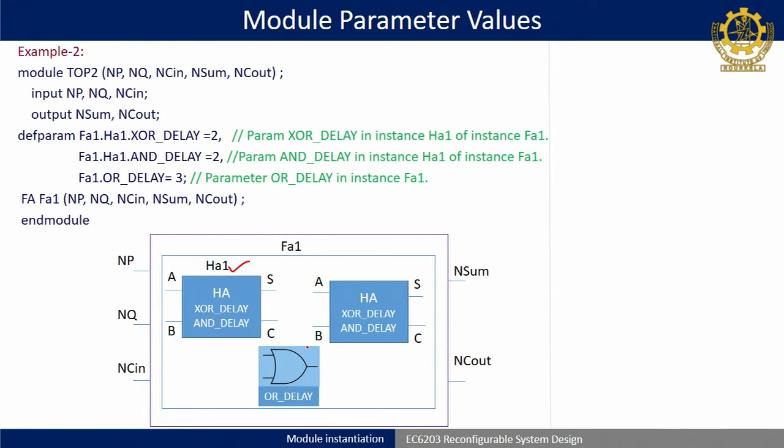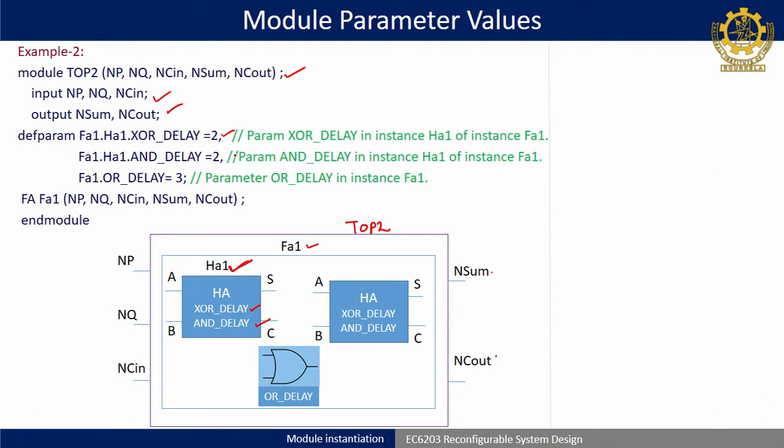In this module, if you see my top 2, top 2 has inputs NP, NQ, NCin and outputs NSUM and NCout. So, that is over, input output respectively. Now, I am defining defparam. So, in defparam I will go one below, FA1.HA1.XOR delay is equal to 2. Now there is another level of hierarchy here in this example. Second is the same, FA1.HA1.AND delay is equal to 2.